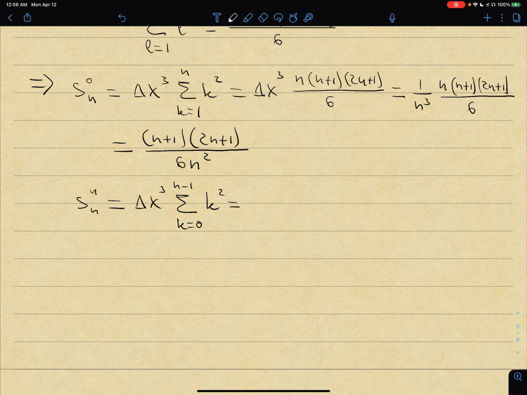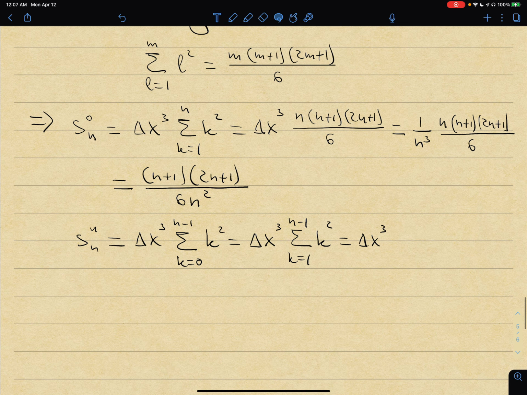And then, of course, if I'm adding k squared starting from 0, when k is equal to 0, I get no contribution from that term. So I can start from k equal to 1, and I still have to end at n minus 1, and this is the sum of k squareds. So this should be delta x cubed, and then I have to use this formula with m equal to n minus 1. So what's that?